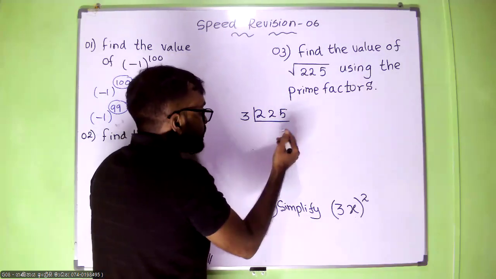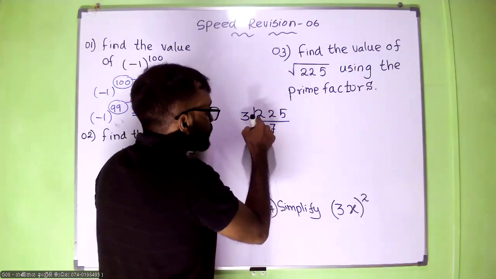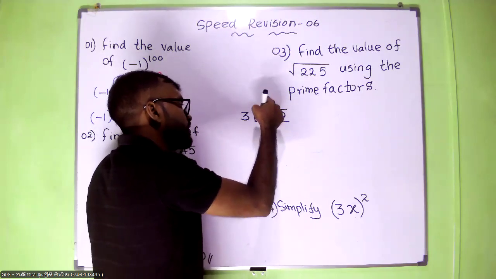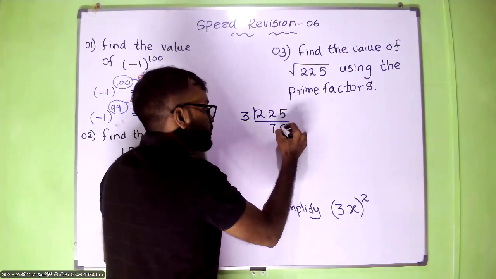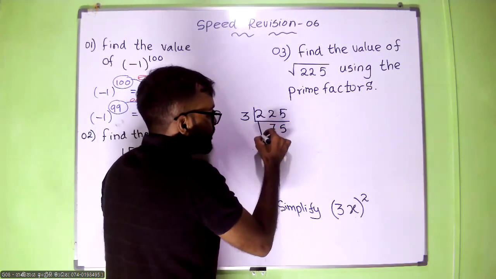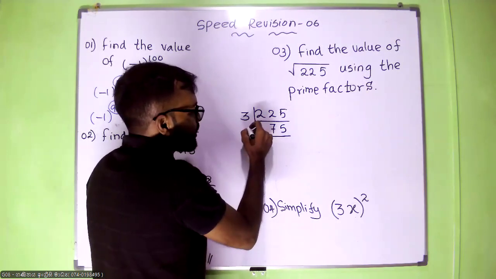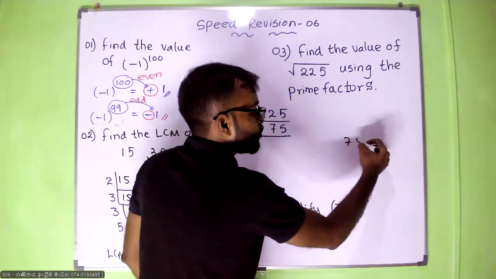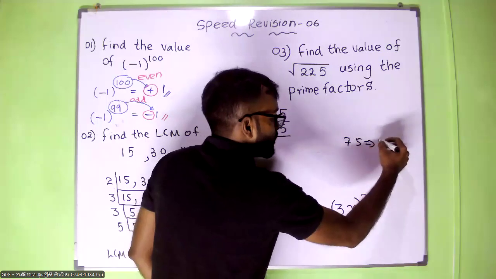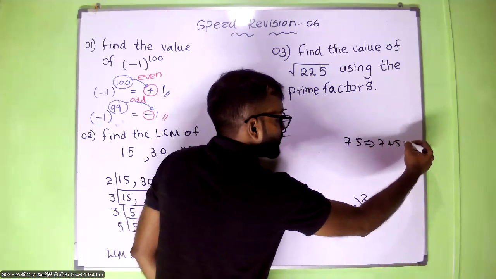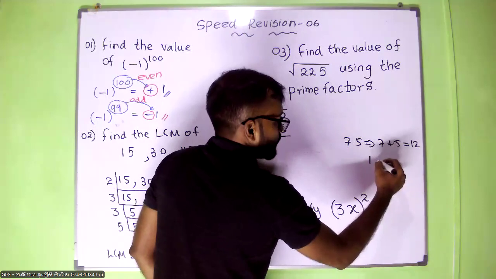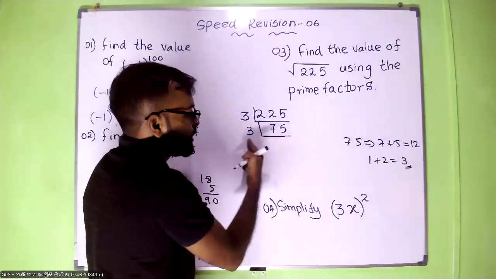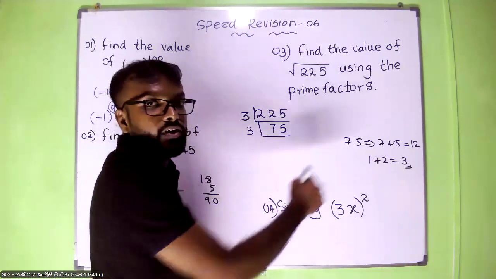3 times 7 is 21, remainder is 1, 15. 15 is 3 times 5. Then you have 75. Again you can divide 75 by 3. So how do you find the digital root of 75? 7 plus 5 gives you 12. 12 means 1 plus 2, which is 3. 3 can be divided by 3. So 75 can be divided by 3.